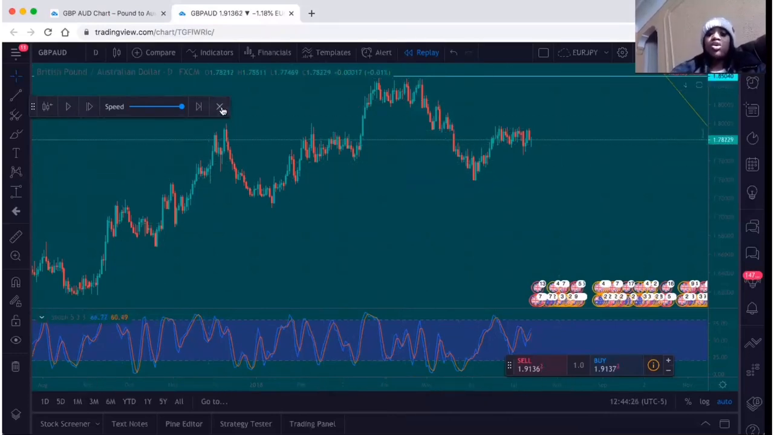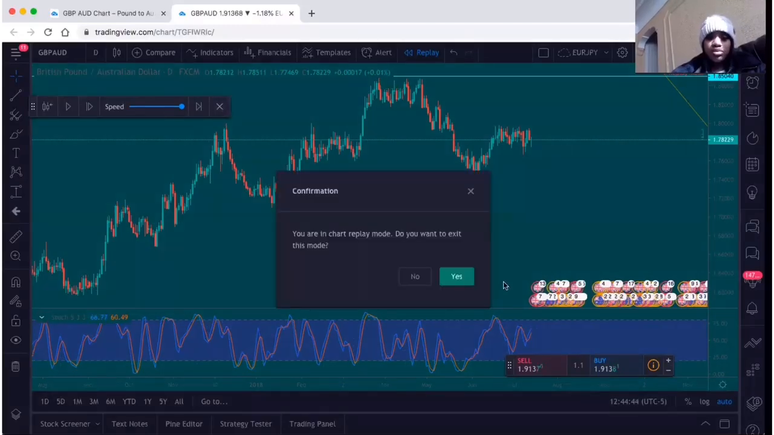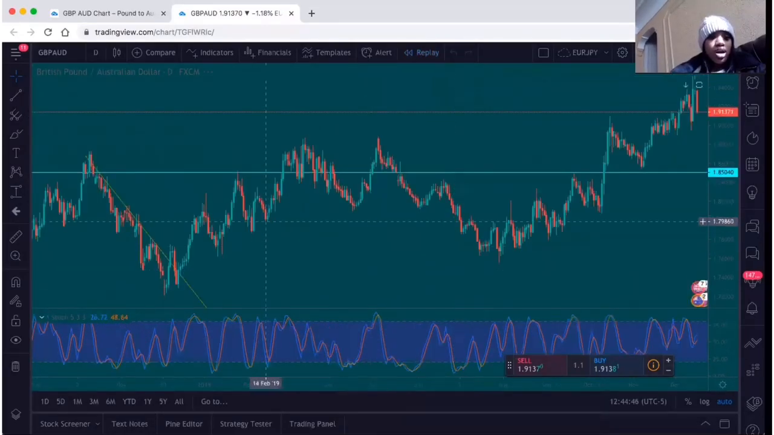That's actually why I bought the pro version, so that I could look back in time, make a guess of what I thought was going to happen based on however I trade, whether that's technical analysis, whether that's trying out an indicator, and then I could actually go back in time and look at what happened. So yeah, that's the most useful thing about this.